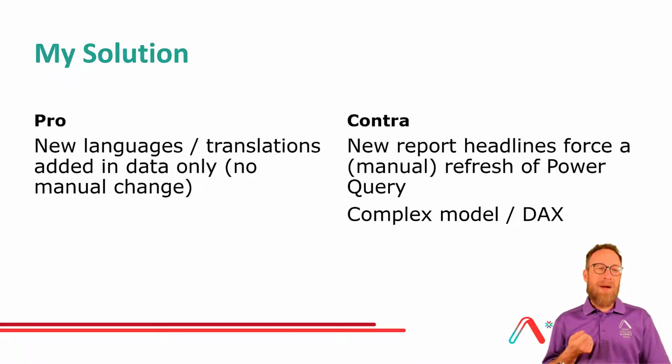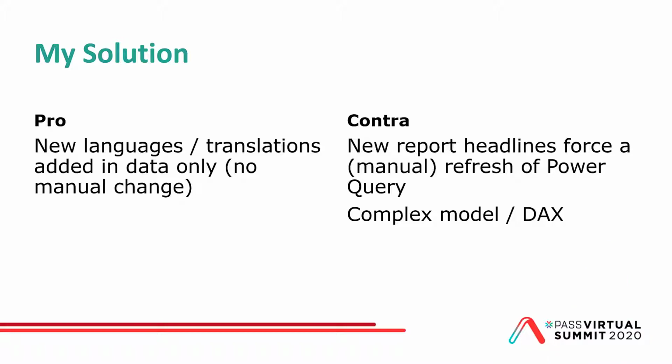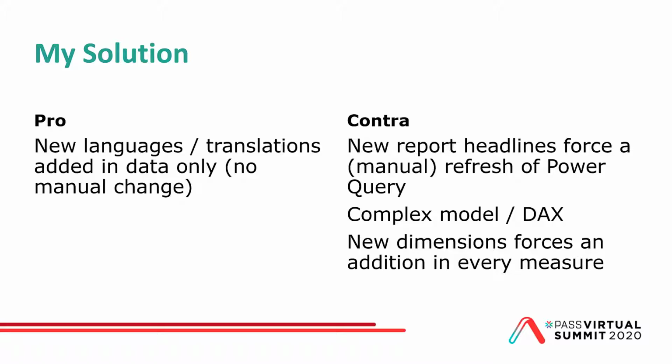Then my solution is data driven. It means that we have a rather complex model compared to normally simple use cases, as we will see in the demo, and also more complex stacks. So we have to add something in our measures for all of our dimensions. And if we have a new dimension, then we have to change our measures. So for every new dimension in our model, we have to add something in our measures.